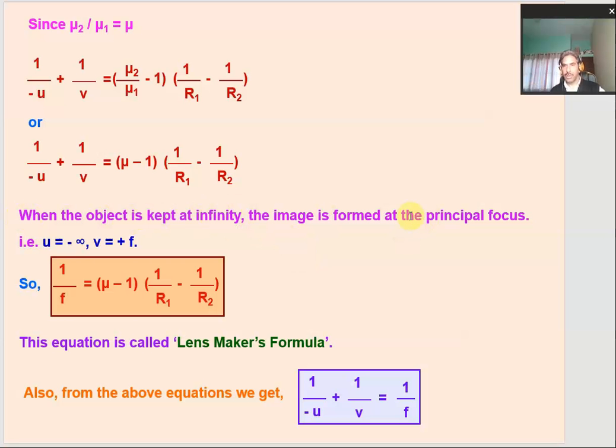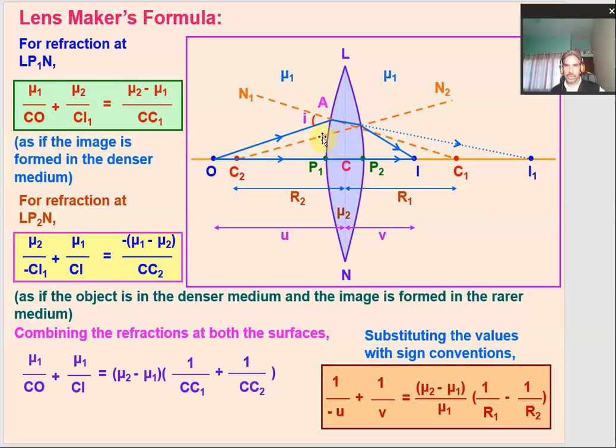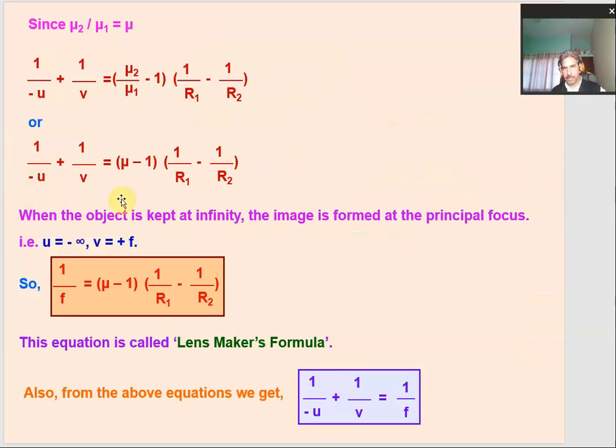So it is called the principal focus. You can imagine this situation. If the object is at infinity, then its image would be formed at the focus, called the principal focus. Because the object is at infinity, its distance is infinite, and because the image is formed at the focus, v, the image distance, will be equal to plus f according to sign conventions.